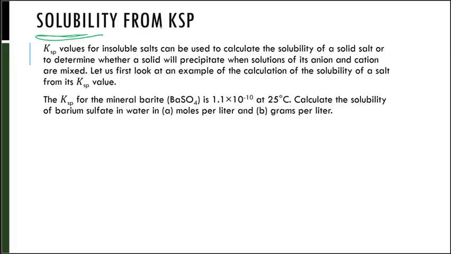Let's look at the solubility from KSP. KSP values for insoluble salts can be used to calculate the solubility of a solid salt or to determine whether a solid will precipitate when solutions of its anion and cation are mixed. First, we're going to look at an example when we're given the KSP value. Look up on your solubility KSP chart and look up barium sulfate. You will find it has a KSP value of 1.1 times 10 to the negative 10th. Let's calculate the solubility of barium sulfate in water in moles per liter and grams per liter.